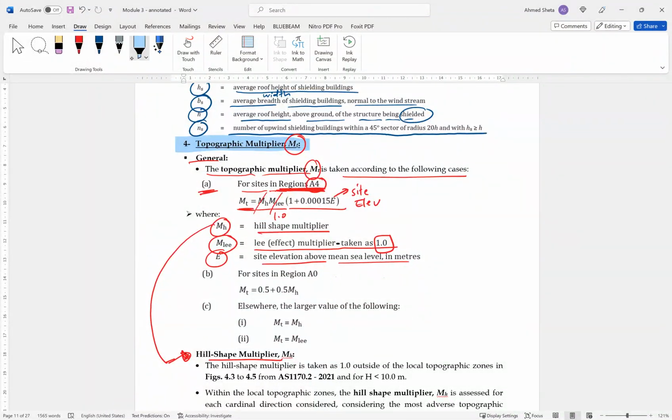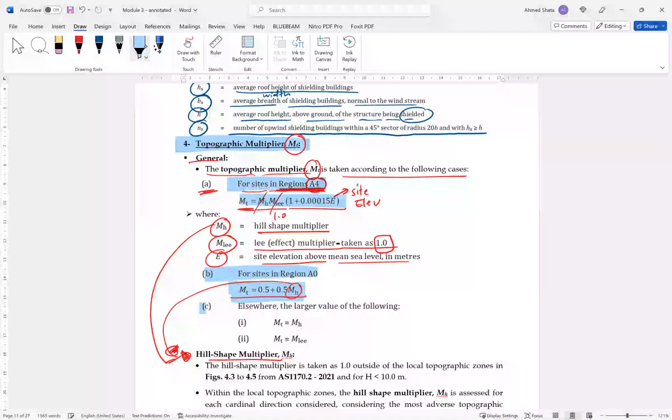So this is for sites in region 4. The next one is for region 0. For region 0, MT equal to 0.5 plus 0.5 MH, where MH also is the Hill multiplier.